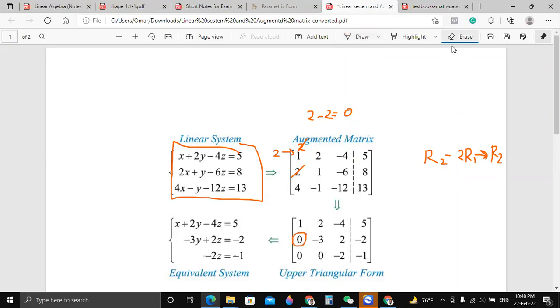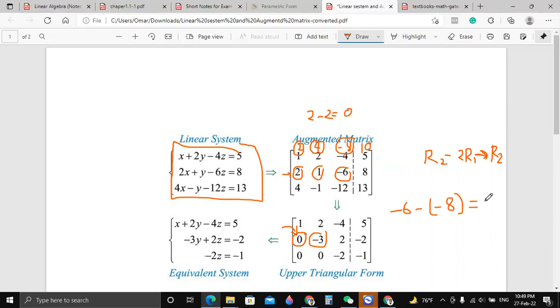So let me show you. Now I am multiplying 2 with the first row. So 2 multiply 1 is 2, 2 multiply 2 is 4, 2 multiply minus 4 is minus 8, and 2 multiply 5 is 10. Now you subtract this value from row 2. So 2 minus 2, that is 0, okay? Then 1 minus 4, that is minus 3. Then minus 6 minus 8.